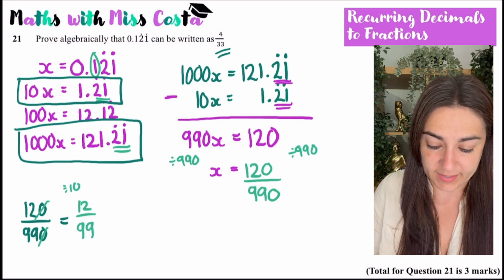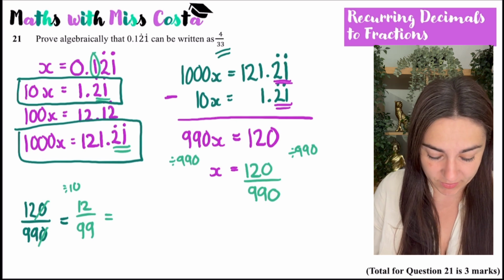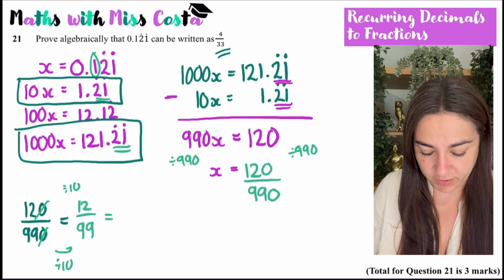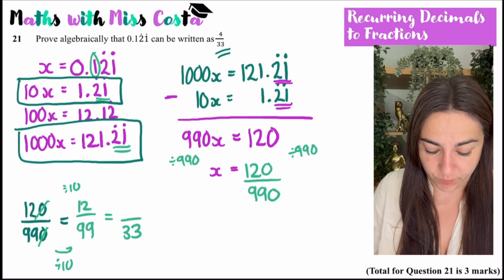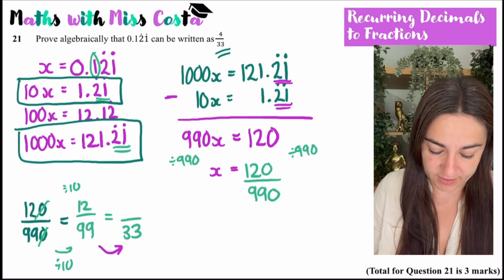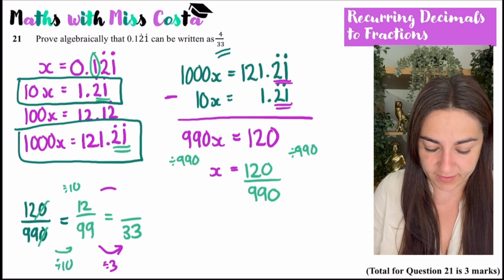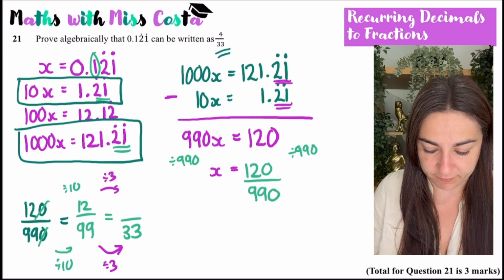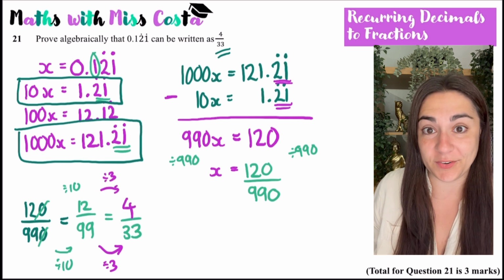And then it's given me a clue. So I'm showing that I've divided by 10 over here to simplify it. And I know it's going to have to become over 33. So what do I divide 99 by to get to 33? I divide by 3. And 12 divided by 3 is 4. So that's how we do that question.